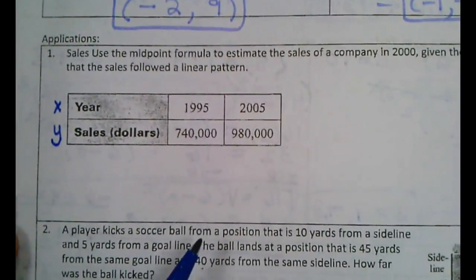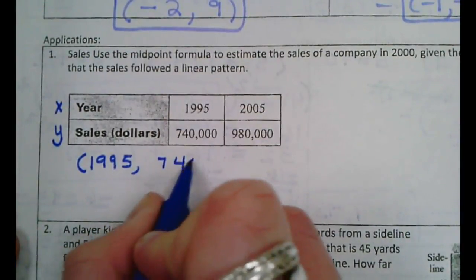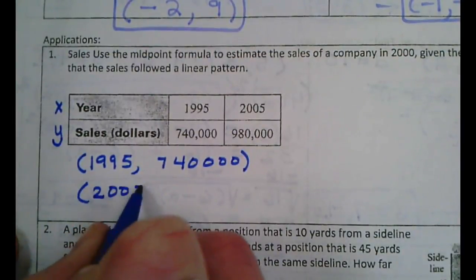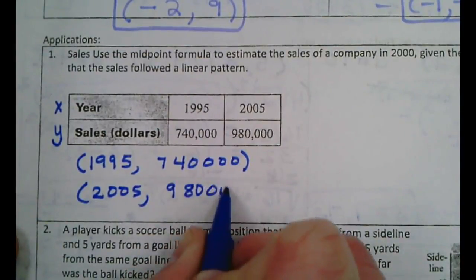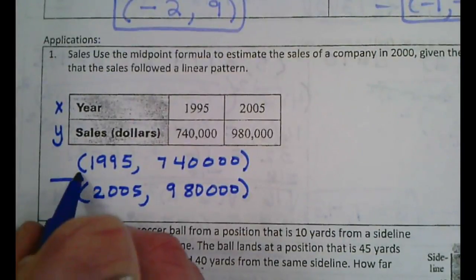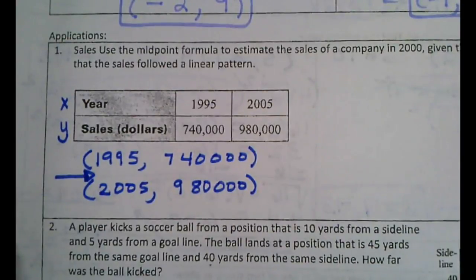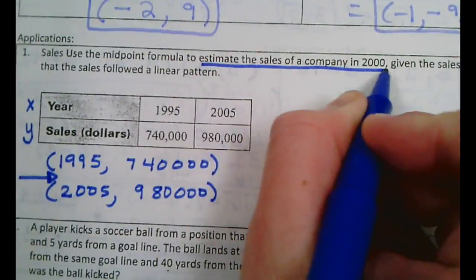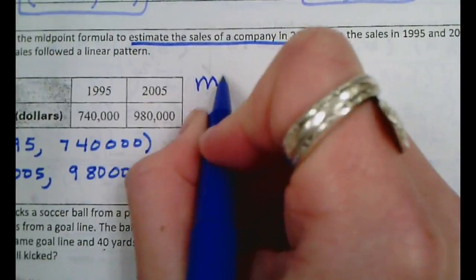Our first point, in the year 1995, was $740,000, and I'm going to write that as an ordered pair. In 1995, the sales were $740,000. In the year 2005, the sales were $980,000. Now, if you really think about the midpoints, we are finding directly between 1995 and 2005. In this case, it's going to give us the year 2000. So that's what we are trying to estimate: the sales in the year 2000. So all I have to do is find the midpoints.